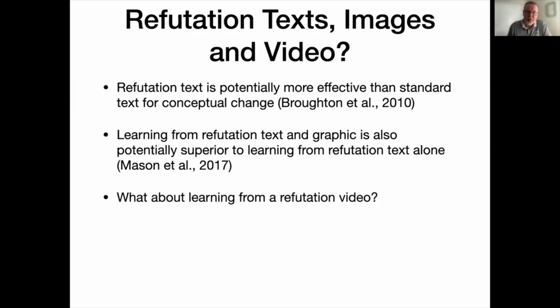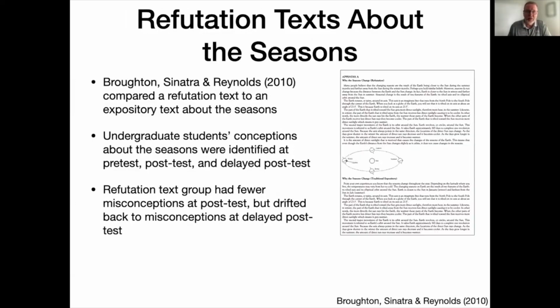There has been previous research done by the likes of Broughton, Sinatra, and Reynolds in 2010. These guys basically used a refutation text about the seasons and an expository text about the seasons. Both texts had the same length. The expository text is something that you would find in a common textbook. And both texts were accompanied by a classic image of the Earth at four positions around the sun on a very elliptical looking orbit.